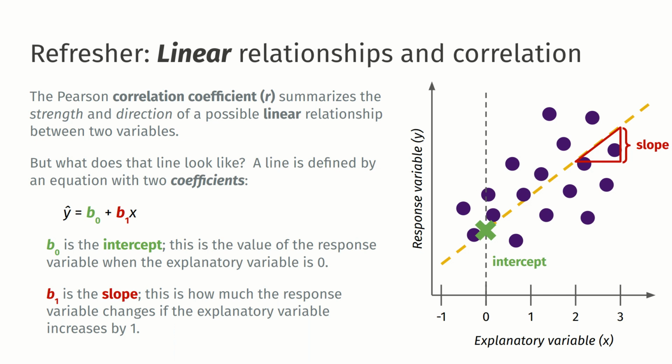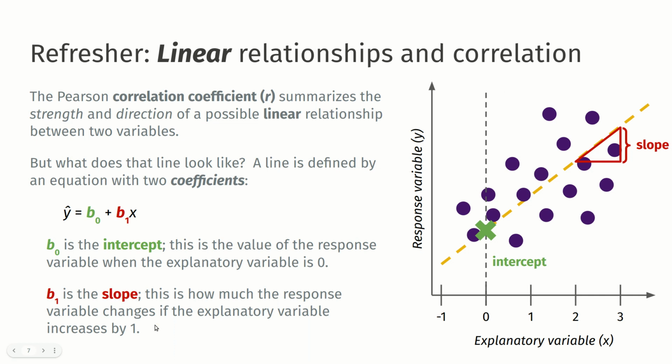But then we can also take a deeper look and ask, okay, if there is in fact a linear relationship between those two variables, like we see here in the example on the right, what does that line look like? Well, that line is defined by an equation with two coefficients. On the one hand, we have an intercept, which is the value that the response variable would take when the explanatory variable equals 0. So that's where it intercepts the y-axis.